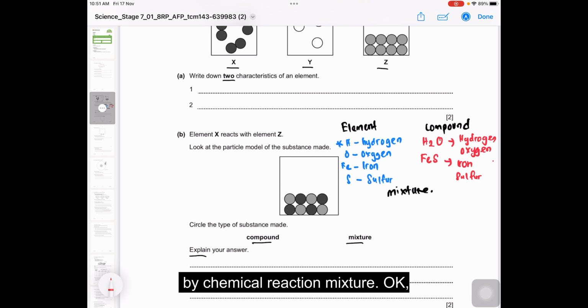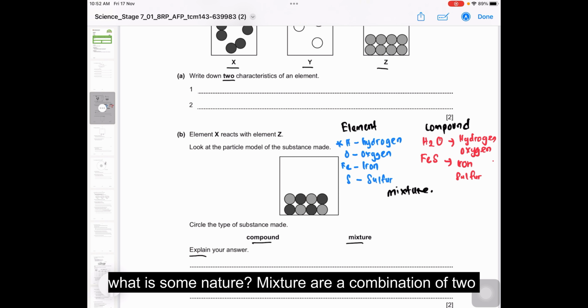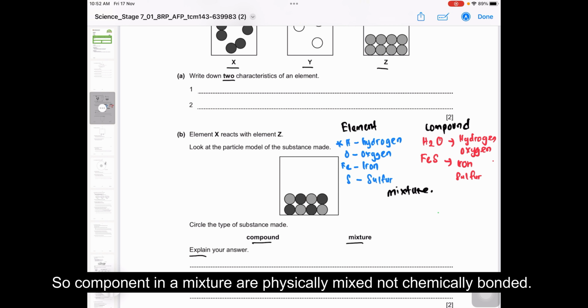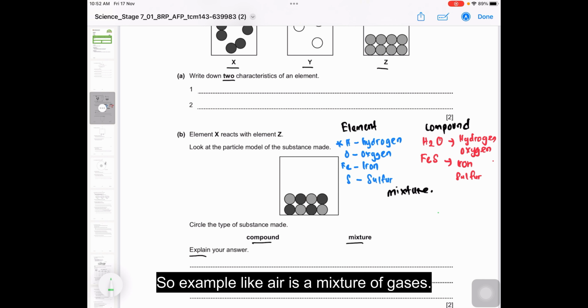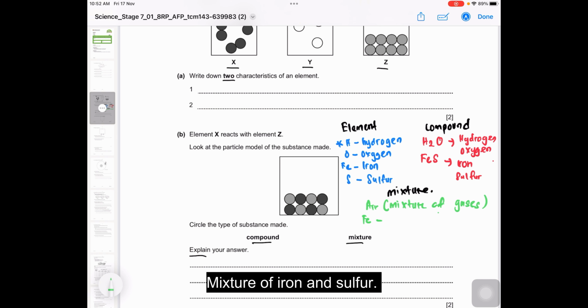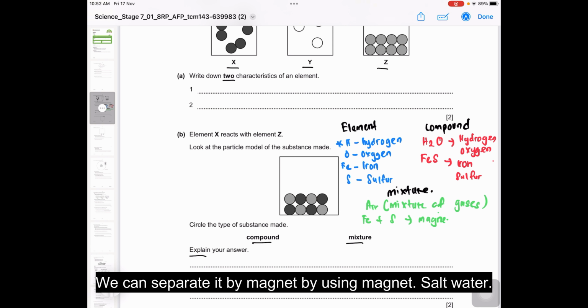Mixture. What is a mixture? Mixtures are combinations of two or more substances where each substance retains its own property. So components in a mixture are physically mixed, not chemically bonded. For example, air is a mixture of gases. A mixture of iron and sulfur, we can separate by using a magnet.